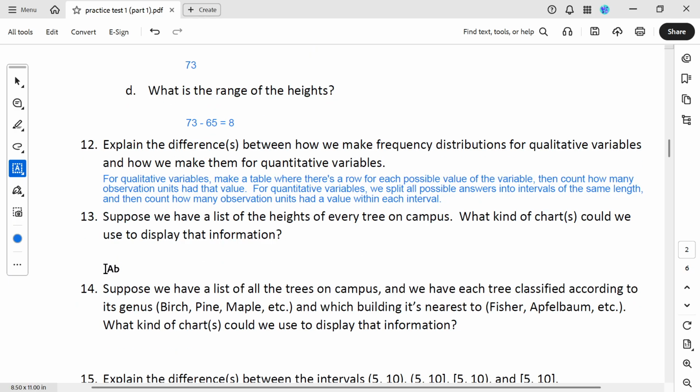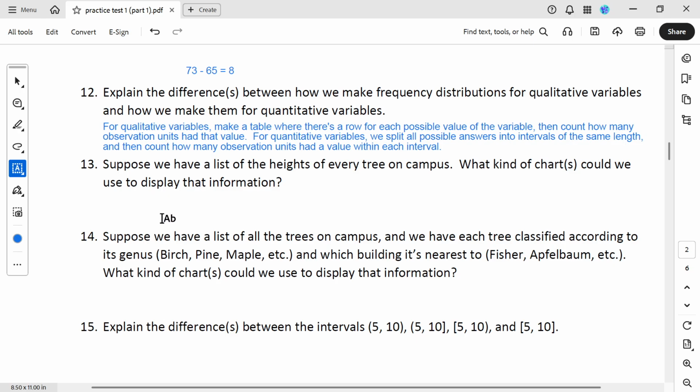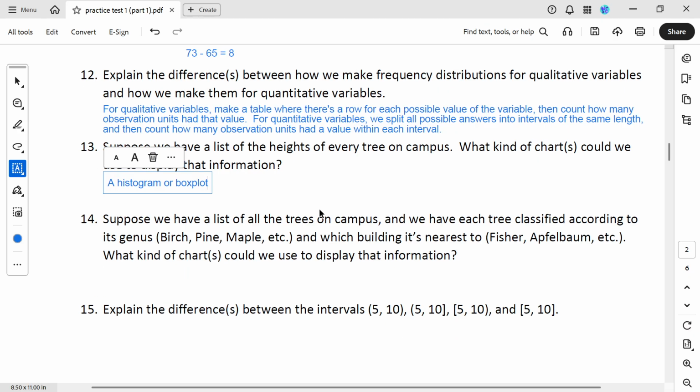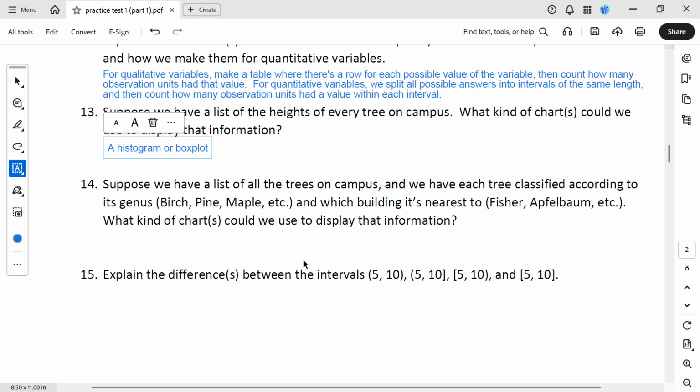Okay, suppose we have a list of the heights of every tree on campus. What kind of charts could we use to display that information? So basically, we have a quantitative variable. So we could make a histogram, like I just mentioned, or we could do a box plot. Those are the main two. Yeah, those are the only two I would recommend making.